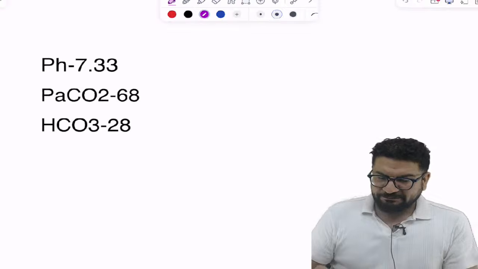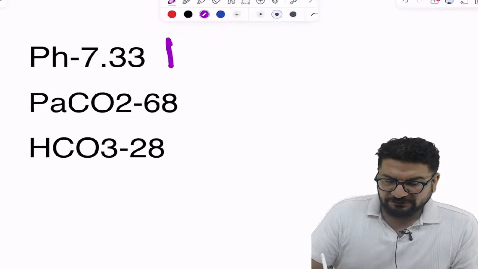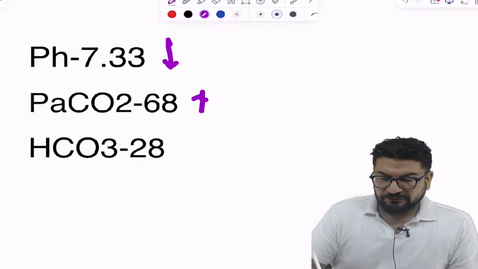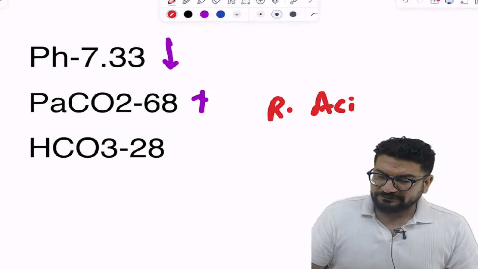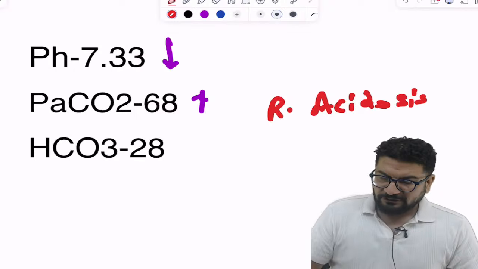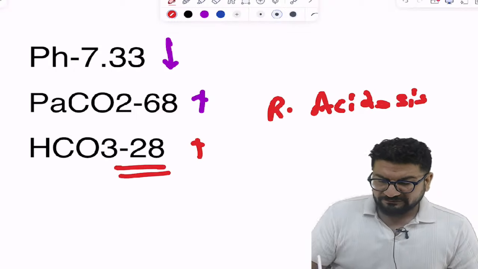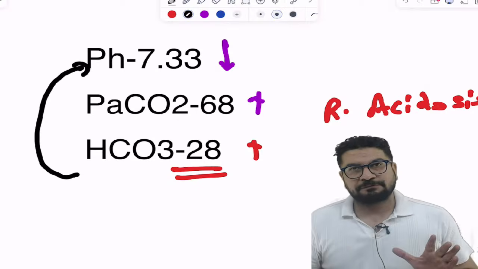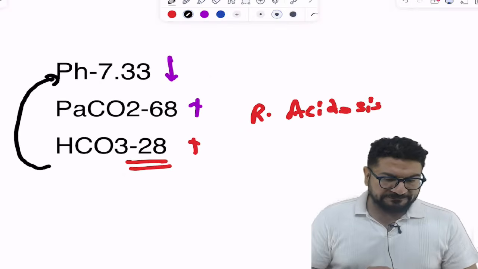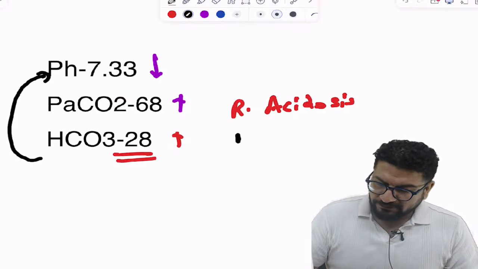Okay, now look at this. pH 7.33. pH is low. PCO2 is more. So the primary disorder is respiratory, and pH is low, which means acidosis. Now see, bicarbonate is increased, but still pH is not normal. pH is still not normal. So what we call this is partial compensation.